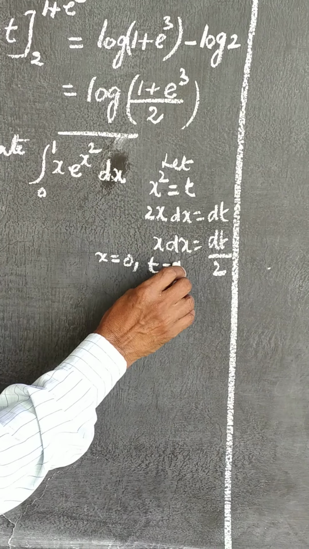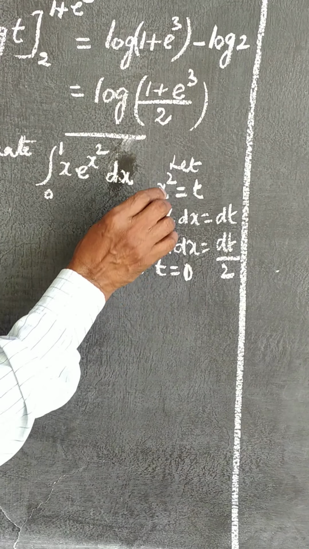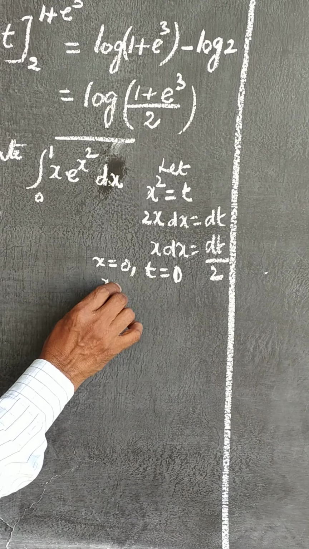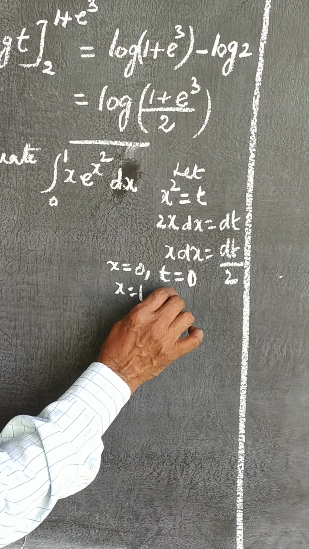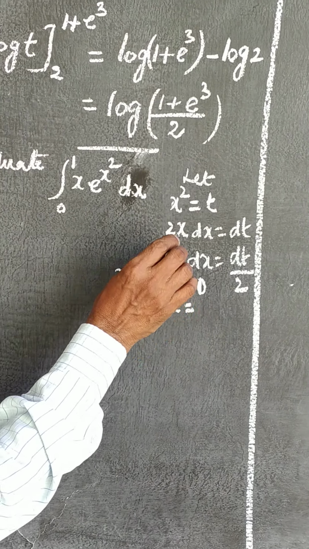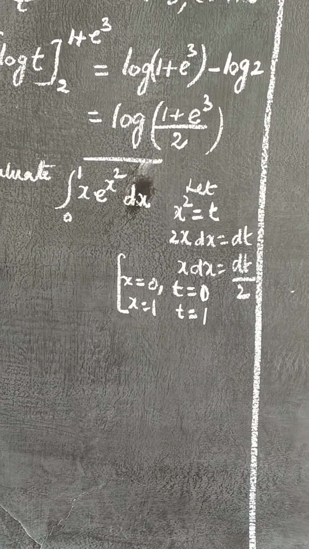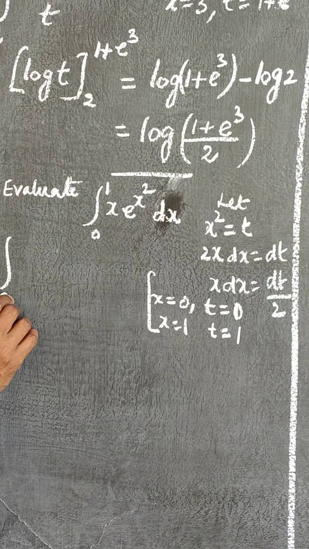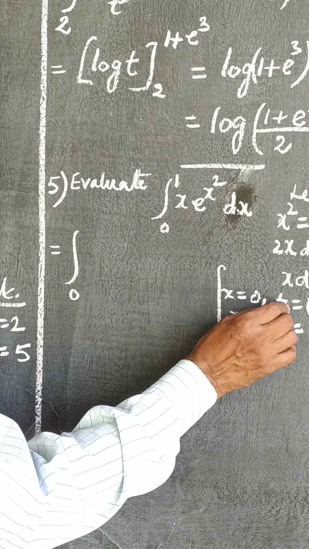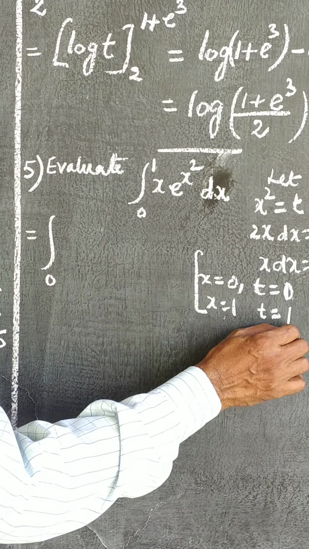t is also equal to 0, because x is equal to 0. When x is equal to 1, you get t is equal to 1. Therefore, the limits are not changed in this particular problem. For x is equal to 0, t is equal to 0, and for x is equal to 1, t is also equal to 1.